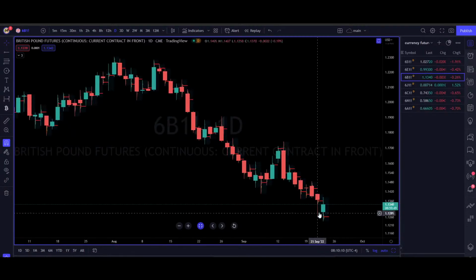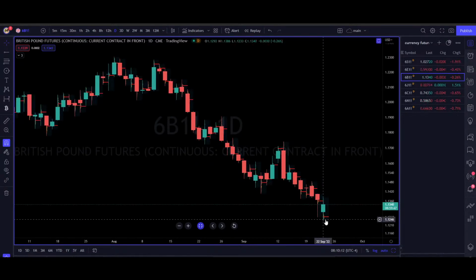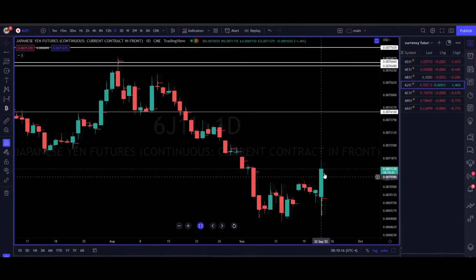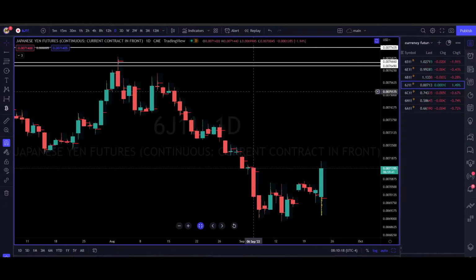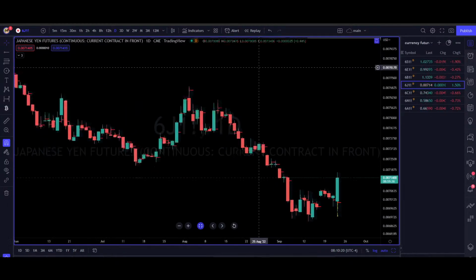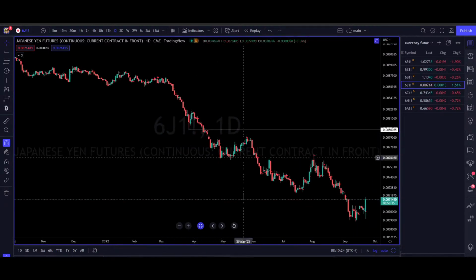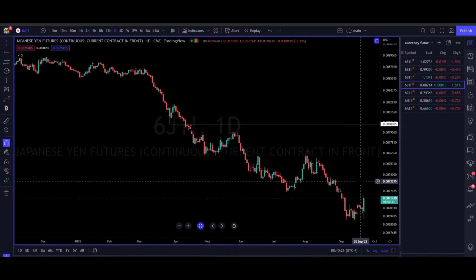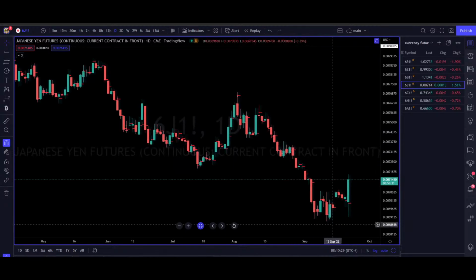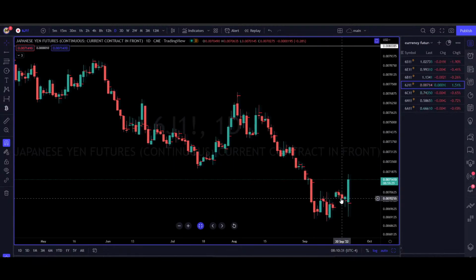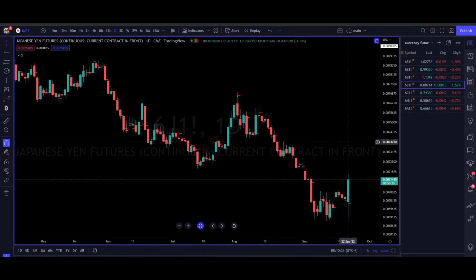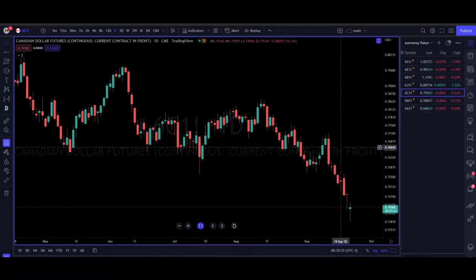The pound right there, I took the long down here at the point of control. And then here's your Japanese yen getting a strong bounce. Now this thing has been so weak lately. It's about time it does get a bounce and trade up a little bit. I'm assuming you're running out of sellers in this market. So we'll see how this plays out today.